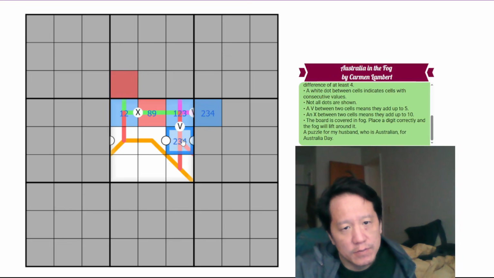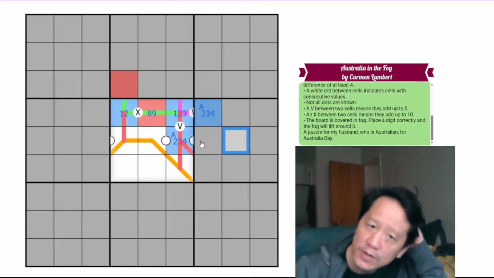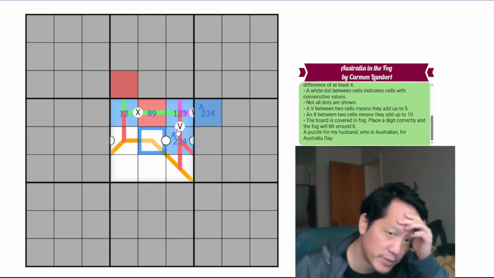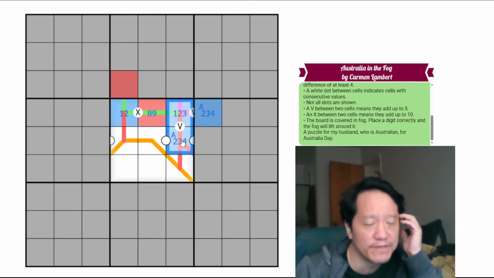Interesting. Okay. So these 2 digits are the same, we know, because they add up to 5 with the same digit here. So these are the same, so I guess we'll mark them as A. If this is 2, that would guarantee this is 1, so this could not be 1. But we know 2 and 3 add up to 5.